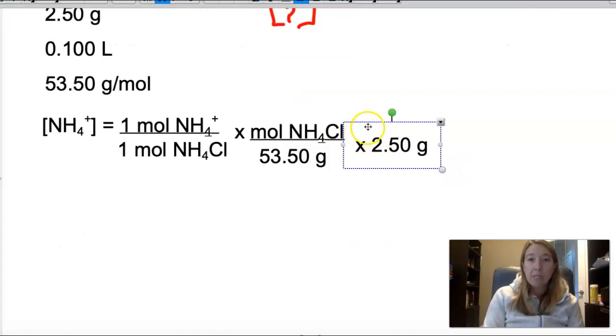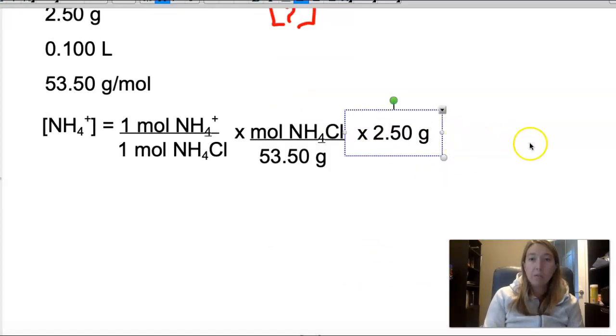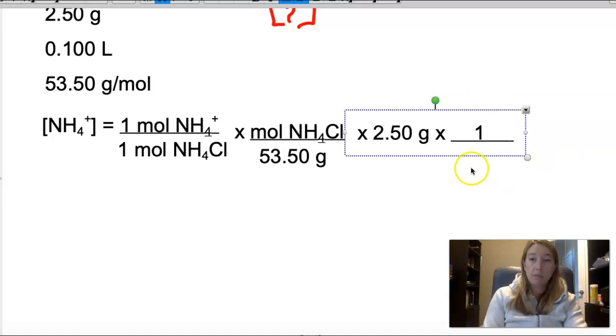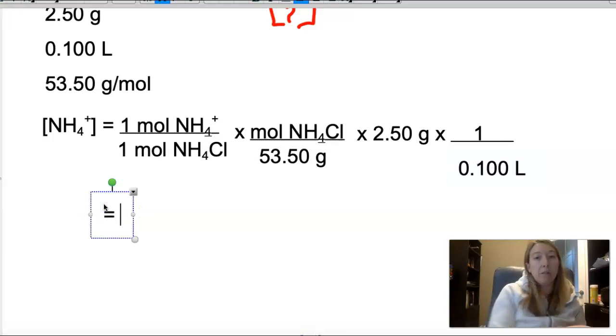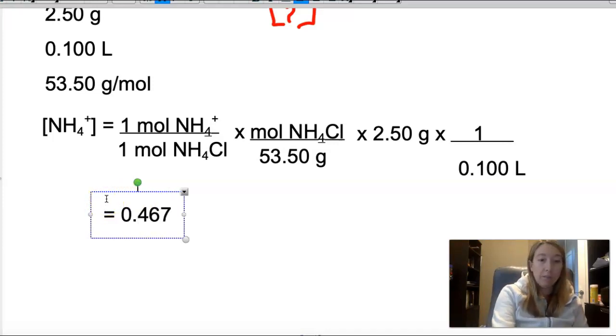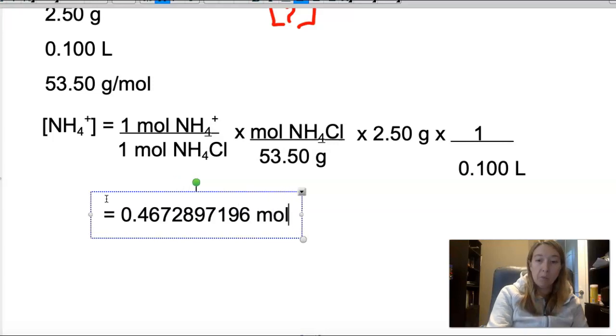And then last thing we need to do is get those liters in, and they need to go on the bottom. So we're going to times by 1 over 0.100 liters. Okay, from here, we can figure out that our concentration is going to be 0.4672897196 moles per liter.